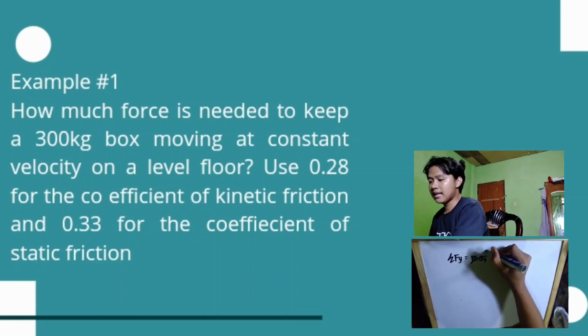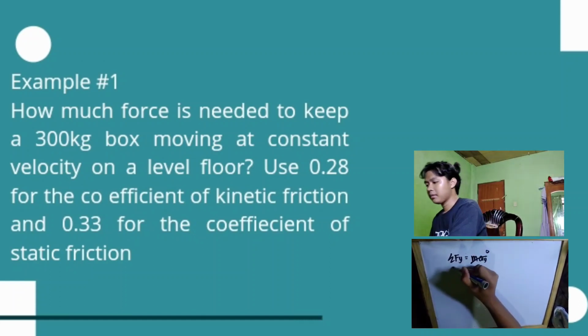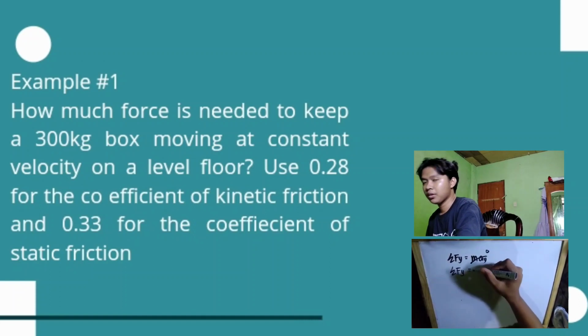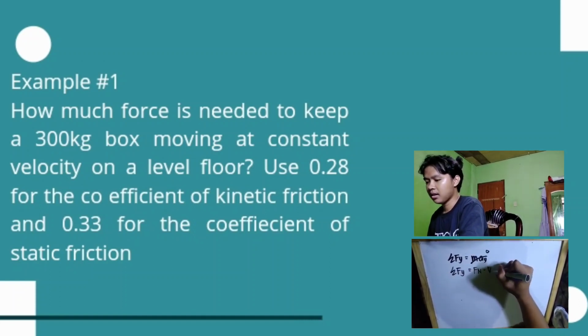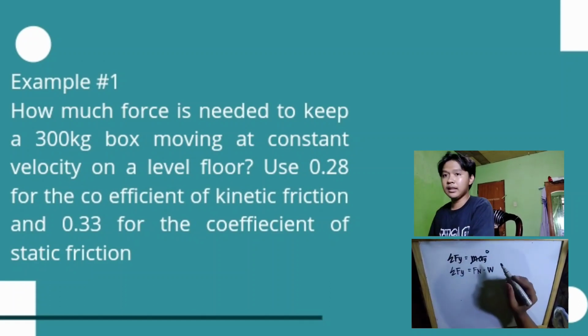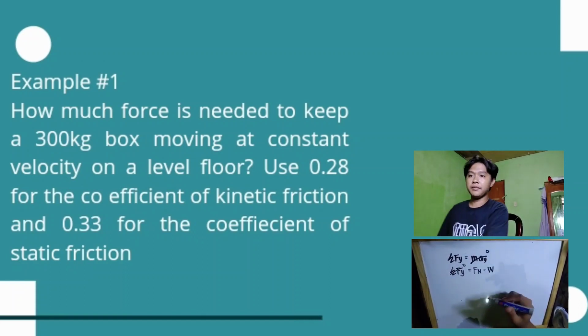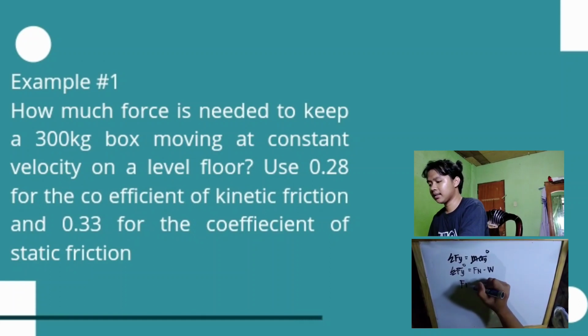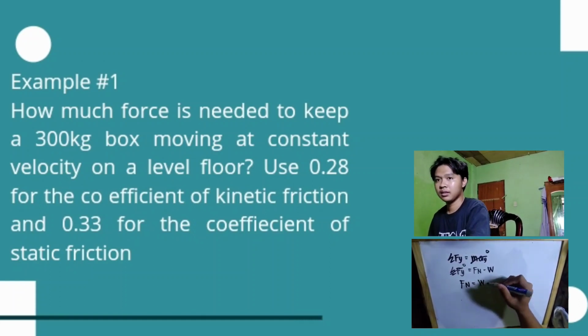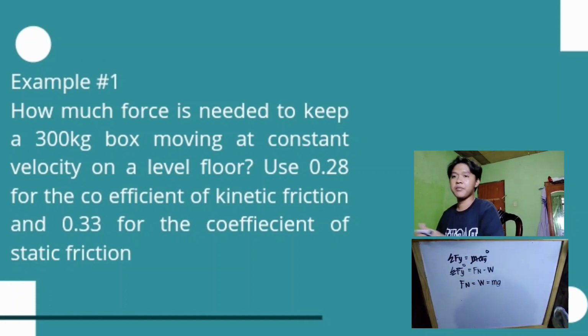This will cancel, so it becomes 0. So, summation of Fy is equal to normal force minus the weight. In this, the summation of Fy cancels, so it also becomes 0. What remains is normal force is equal to weight, which equals the mass times g, or mg.